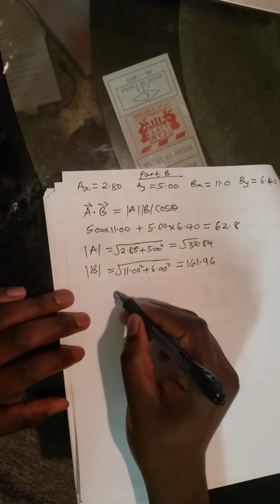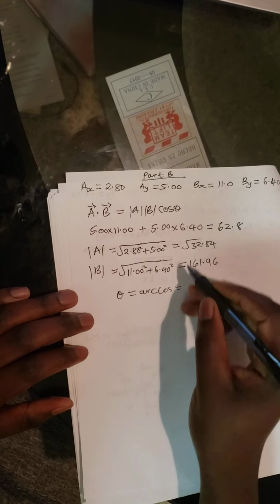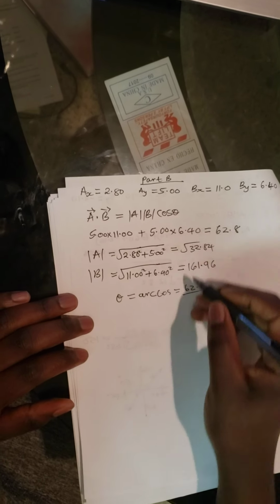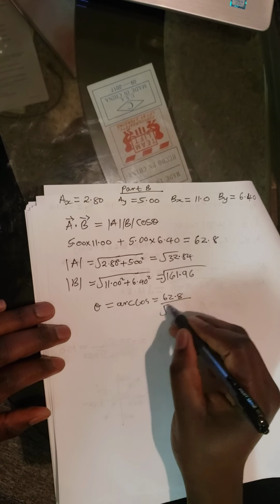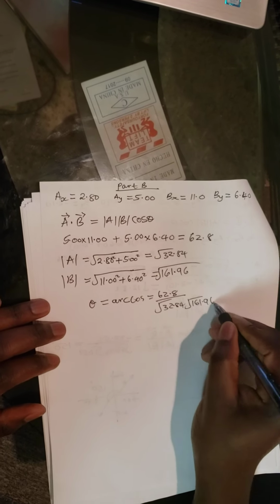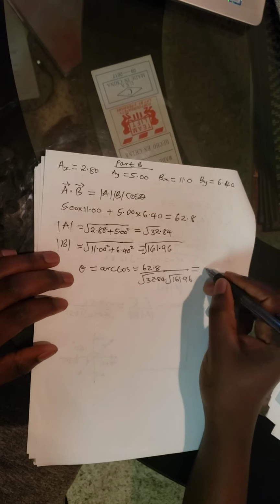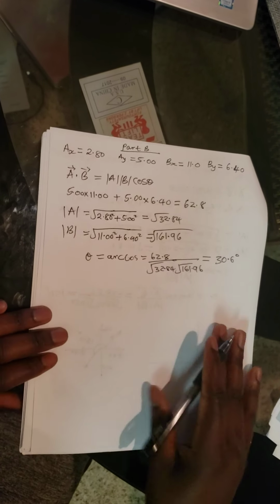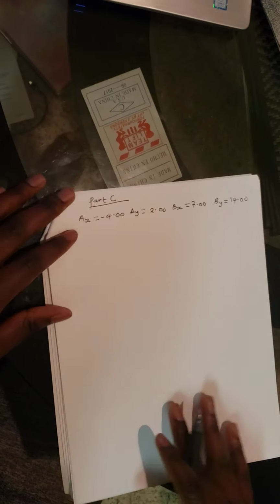Same thing, theta is going to be arc cos of the dot product, 62.8, divided by both magnitudes, root 32.84 times root 161.96, which gives me an angle of 30.6 degrees. So that's the end of part B. I'm going to do part C, the last one.